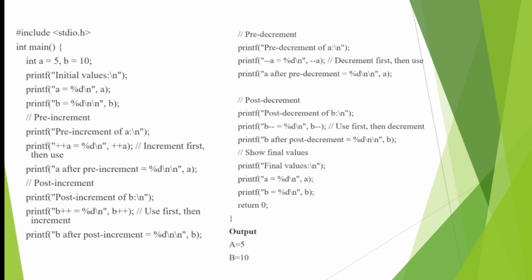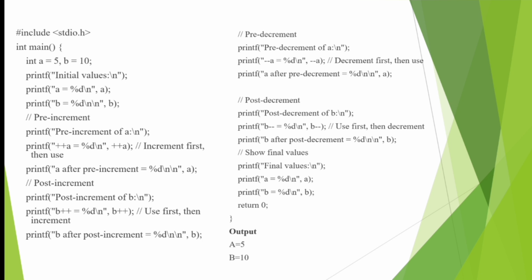Here is an example program for using increment operators. First we are initializing the values a equal to 5 and b equal to 10, and they will be printed first. First here we are using a pre-increment operation, plus plus a. Pre-increment means it will first be incremented and then stored to the variable. The a value is 5, so 5 is incremented by 1. It will be 6 and then stored to a. So the value will be printed as 6.